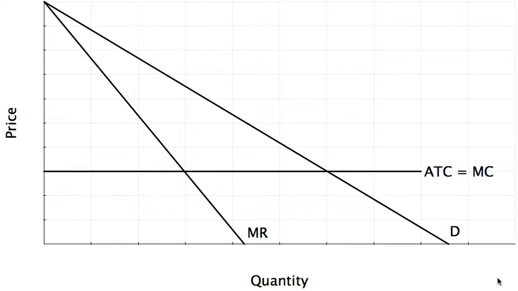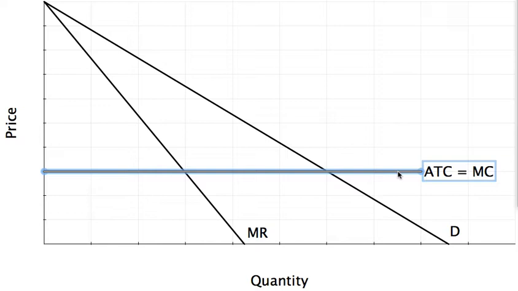So if we take a look at this, you can see that I have a demand curve, a marginal revenue curve, and I also have an average total cost curve and marginal cost curve. Just to simplify things, I have these combined as one curve. I have that average total cost equals marginal cost. You can see that marginal cost is constant. The other thing that I've assumed here is that fixed costs are equal to zero.